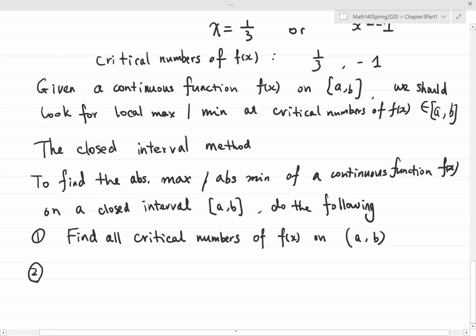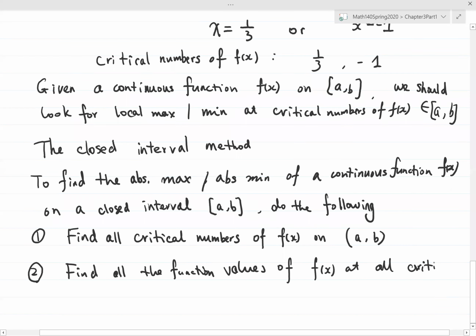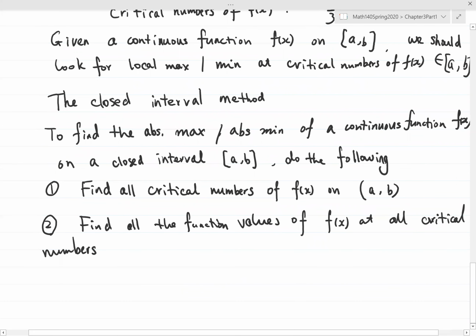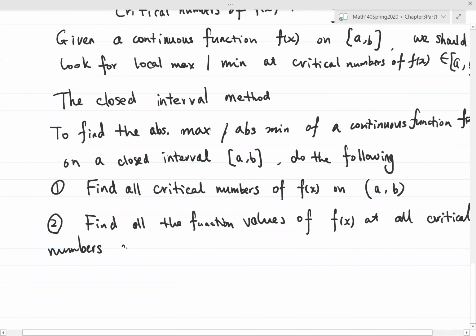So the second step, find all the function values of f at all critical numbers. And also for the boundary, we also find the function value at the boundary.